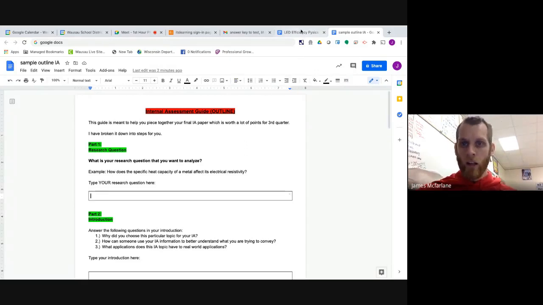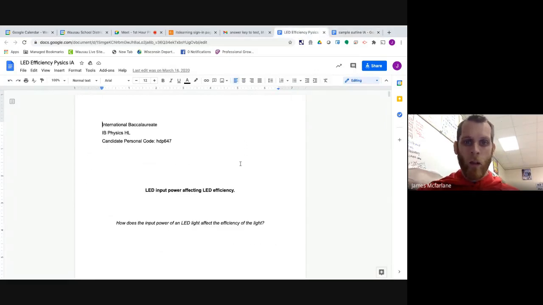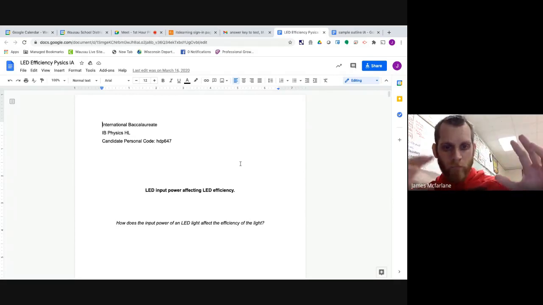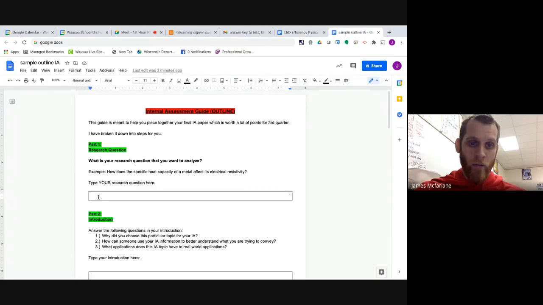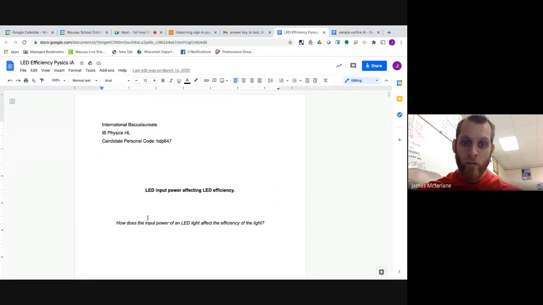I have a past IA that a student has done where they did some stuff with LEDs. So they took an LED and they increased the input power of the LED, and then they measured the efficiency based on how bright the LED got and how much heat the LED gave off. So the research question was, how does the input power of an LED affect the efficiency of the light? That would be what I would put down for this part right here. I would type that in. How does the input power of the LED affect the efficiency?